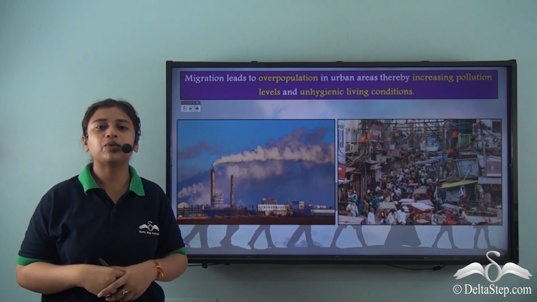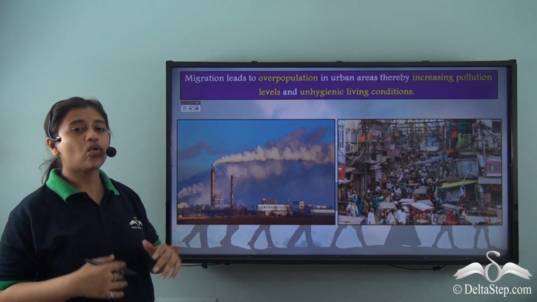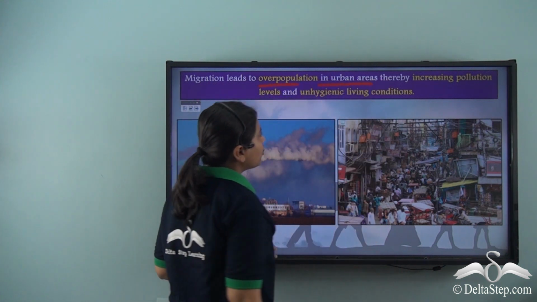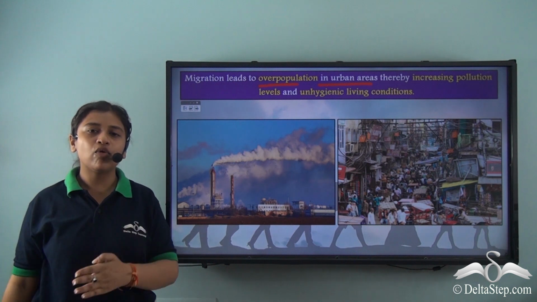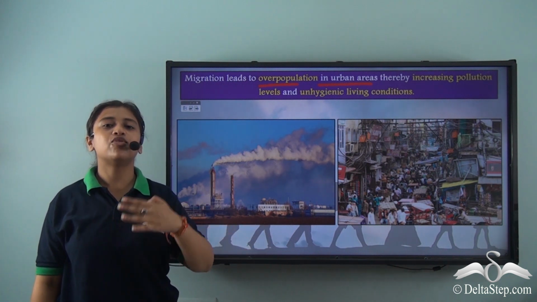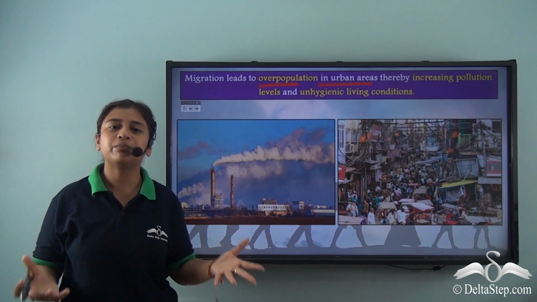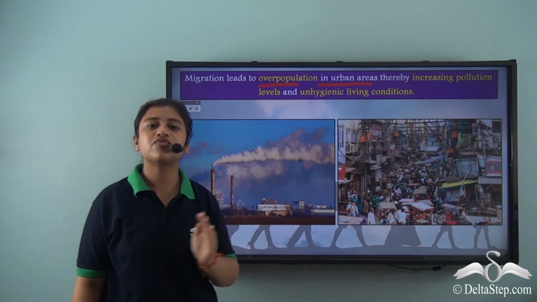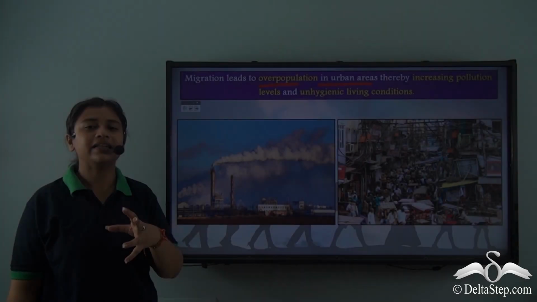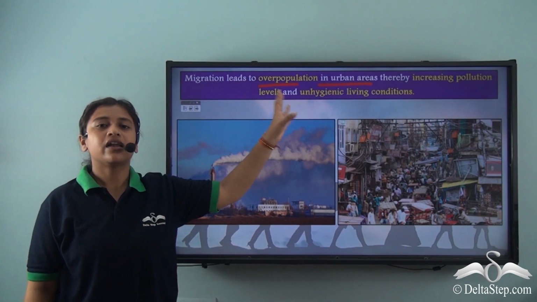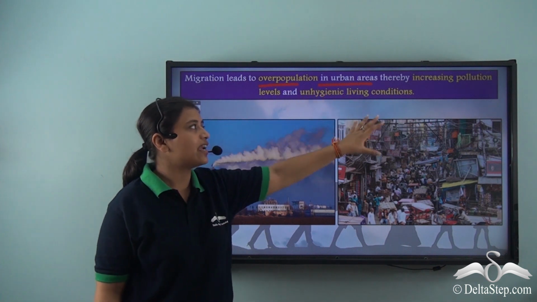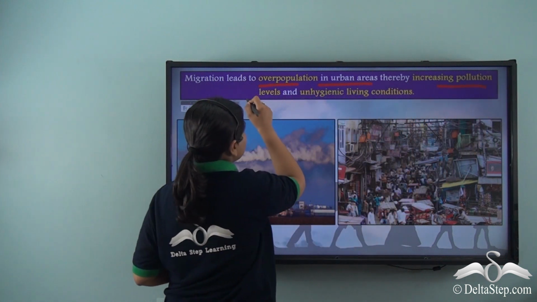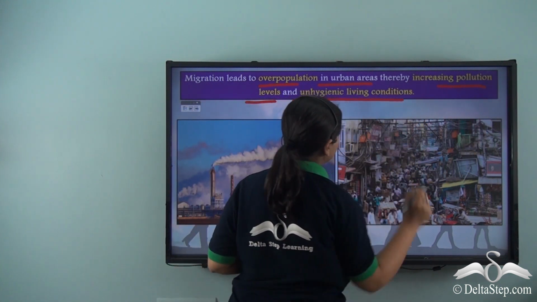Now another important point here is that migration leads to overpopulation in urban areas. We know that urban areas have more job opportunities, more resources, and better government policies. So people usually tend to migrate to these urban areas from rural areas. This sometimes leads to the problem of overpopulation. Now this overpopulation in urban areas thereby increases the pollution levels, and also the unhygienic living conditions.